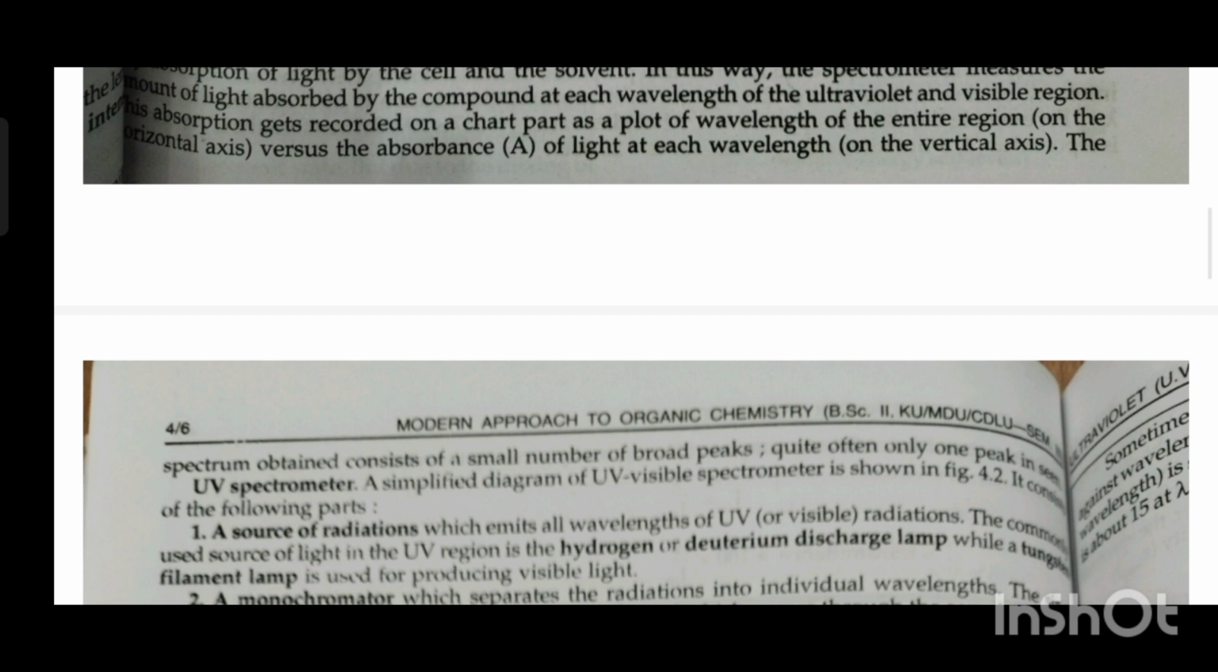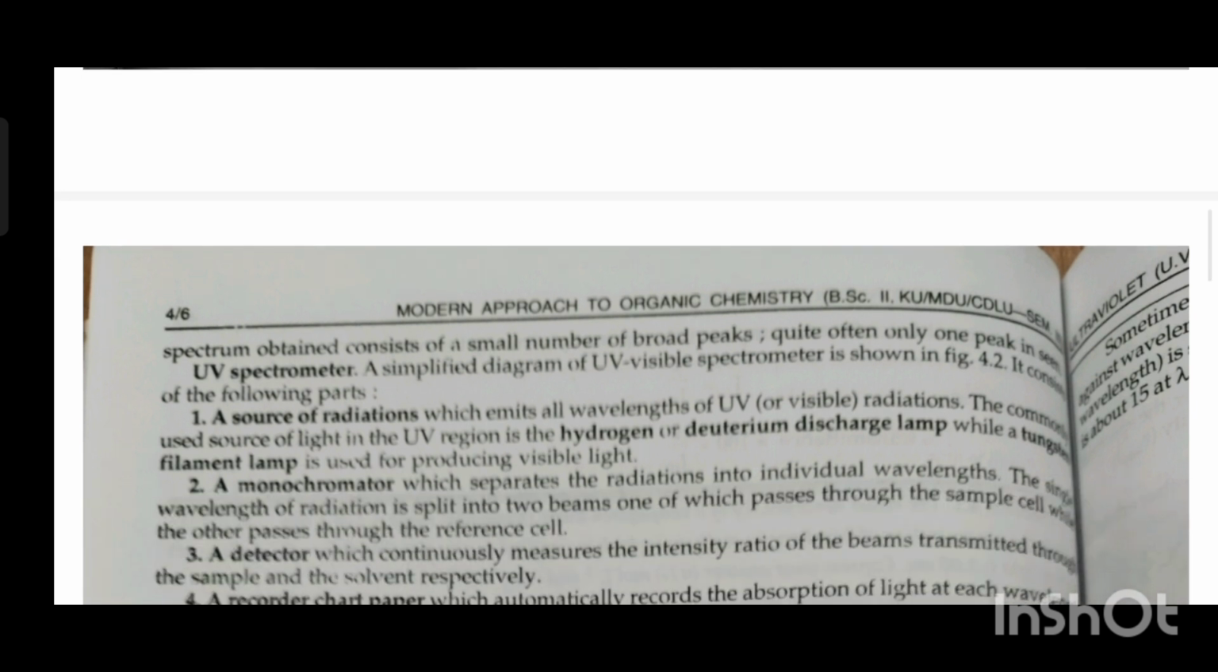UV spectroscopy. A simple diagram of a UV-visible spectrophotometer is shown in figure 4.1. It consists of the following parts. First, a source of radiation which emits all wavelengths of UV radiation. The commonly used sources of light in the UV region are the hydrogen and deuterium discharge lamps, while a tungsten filament lamp is used for producing visible light. Second, a monochromator, which separates the radiation into individual wavelengths. The single wavelength of radiation is split into two beams, one of which passes through the sample cell, while the other passes through the reference cell.